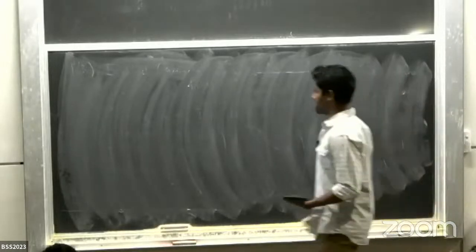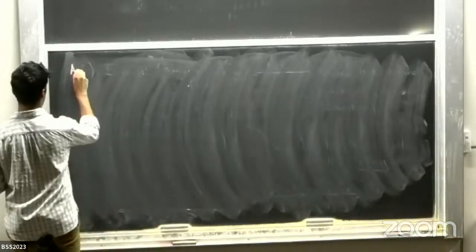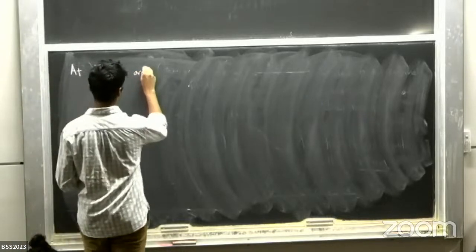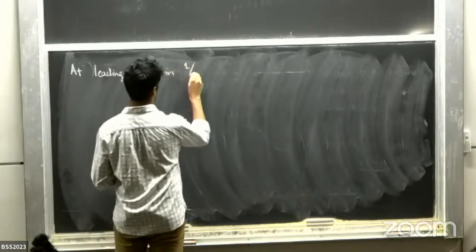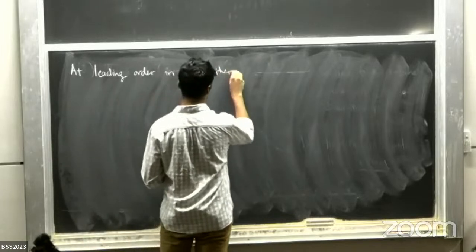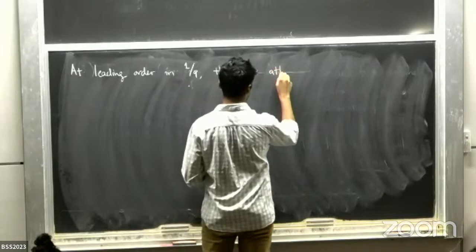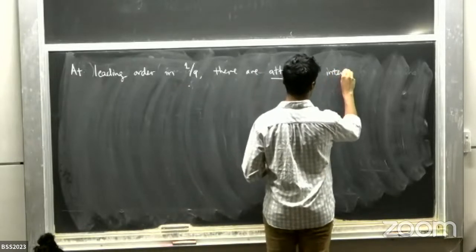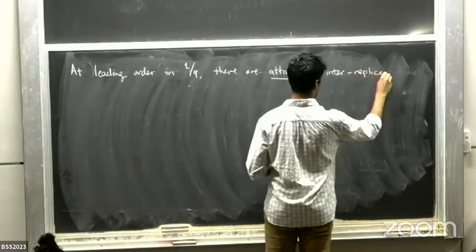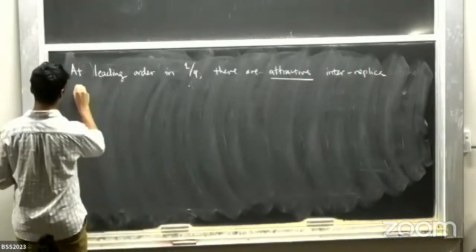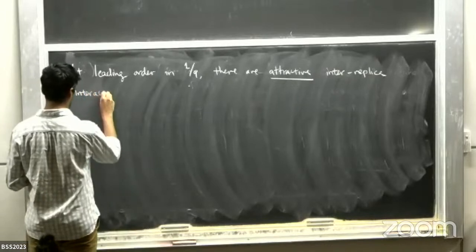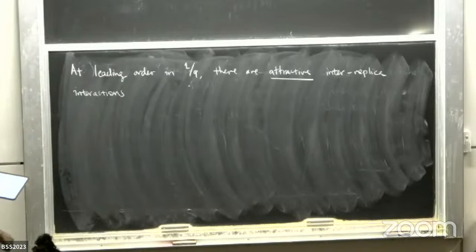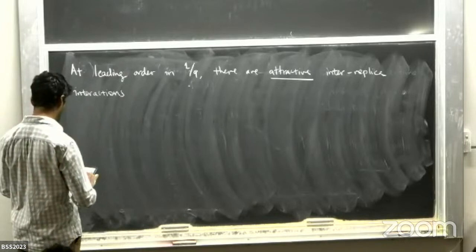This is just the sketch of the argument. This calculation is actually quite complicated, but at leading order in 1 over Q, there are attractive inter-replica interactions. In the notes, we go roughly over this calculation. It shows up at some very high order, 1 over Q to the 4th or something.